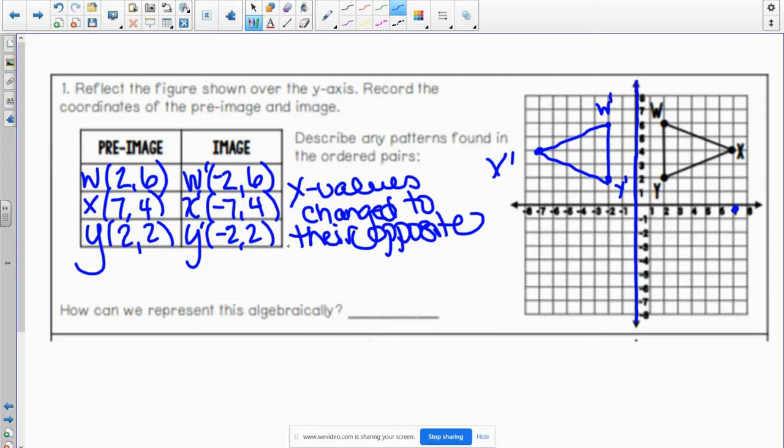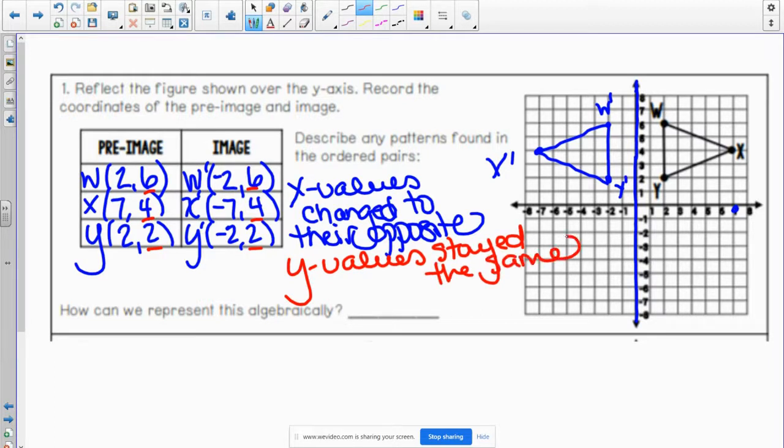Look at the y values. So 6, 4, 2, 6, 4, 2. No difference at all. So the y values stayed the same. Okay, remember, this is over the y-axis. So start to learn these patterns.